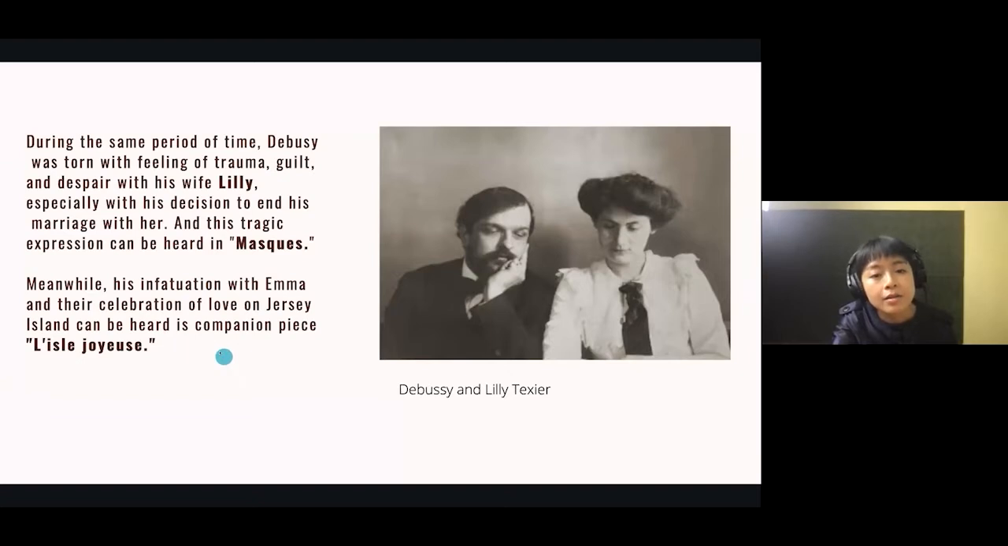And then, of course, Les Joyeuses is the celebration of Debussy's love affair with Emma Bardac, and you could hear this too. Why these 2 pieces are very, very different: one, you could hear the tragedy, and the other one is really ecstatic. It's about celebration of love. You could hear so much freedom, so much dance rhythm in that piece.